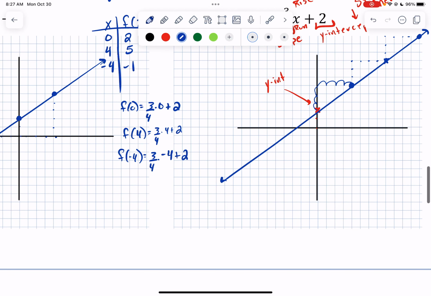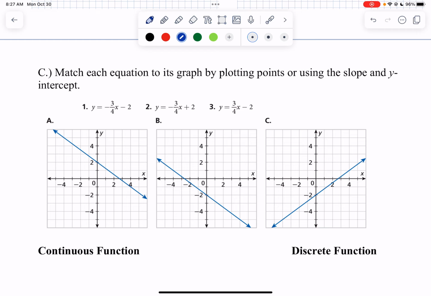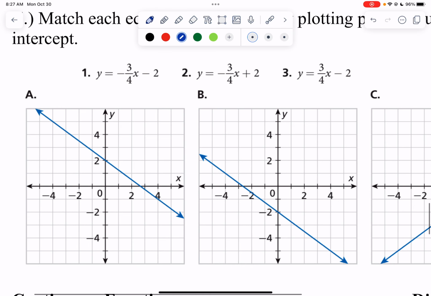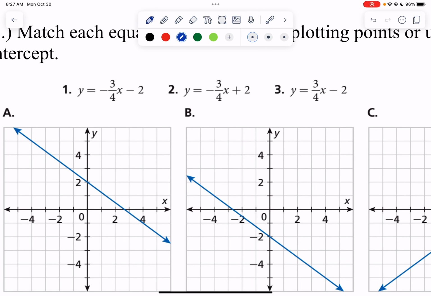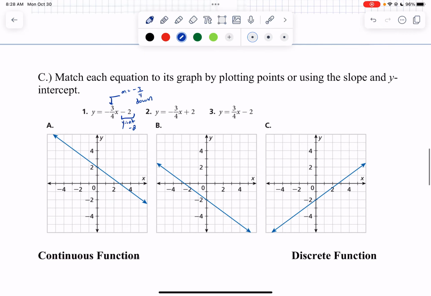Okay, so let's do a bit of matching. We want to match each equation. You can do it either by plotting points or using slope and y-intercept. Slope and y-intercept tends to be faster. The first one needs a y-intercept of -2 and a slope of -3/4. The -3/4 means my line has to be going down. Right away, that eliminates that one. It can't be that one.